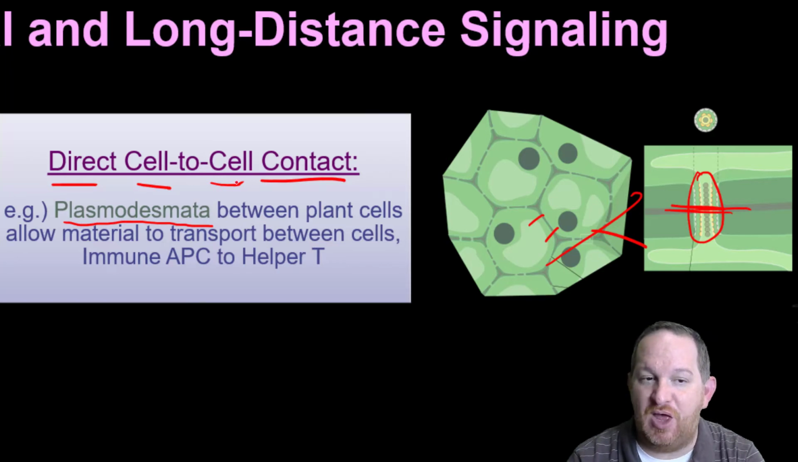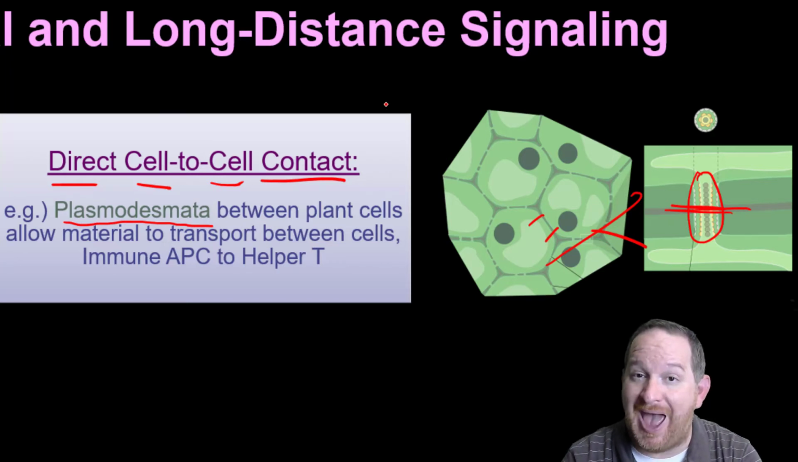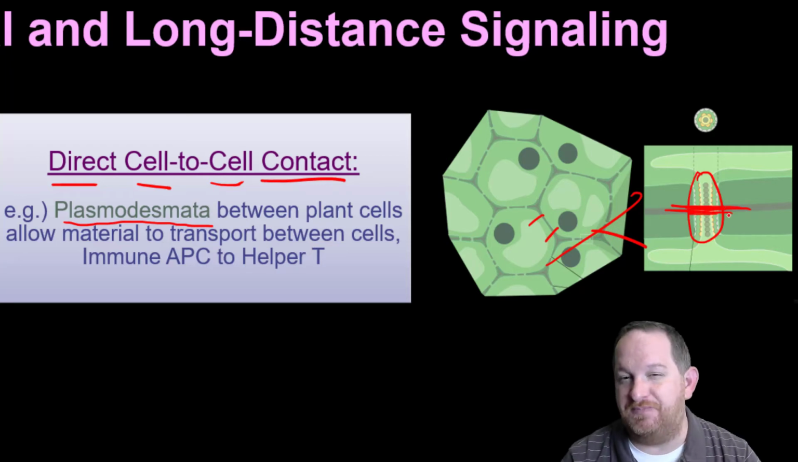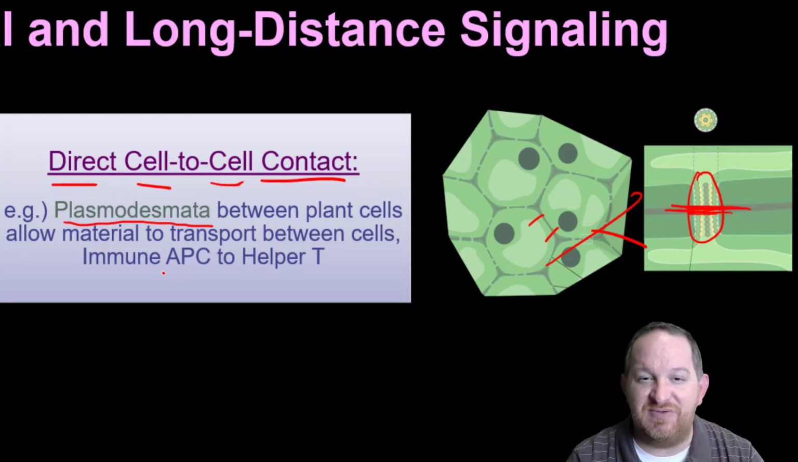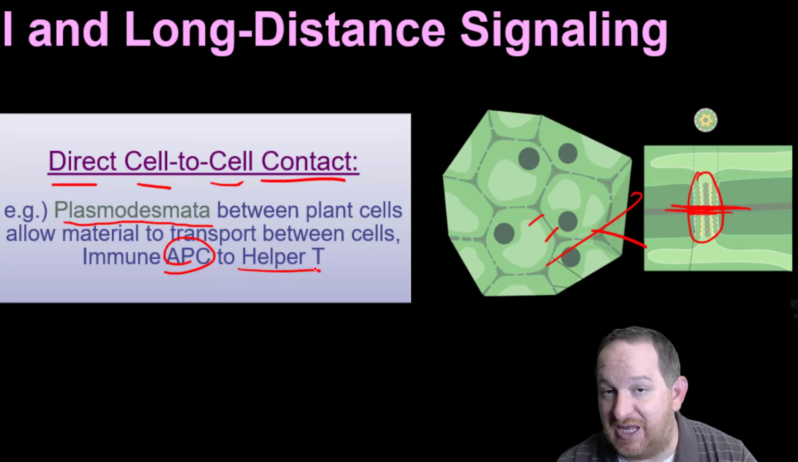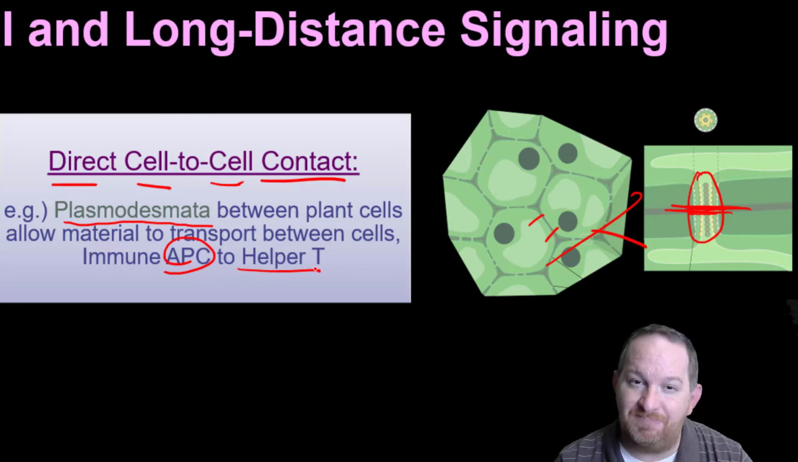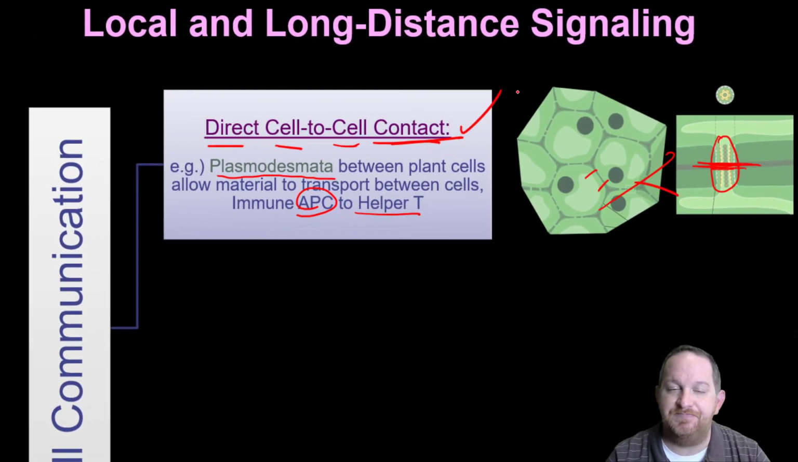So this is an example of how cells can communicate, right? They actually touch each other and then transmit things between cells. Our immune cells, we have some antigen presenter cells that actually touch helper T cells to present an antigen to them to alert them what's going on. So some cells communicate directly by contact.